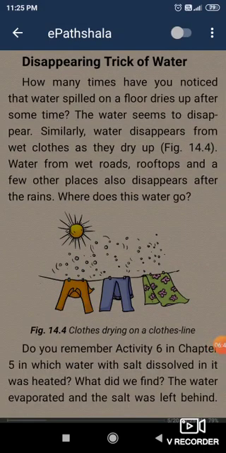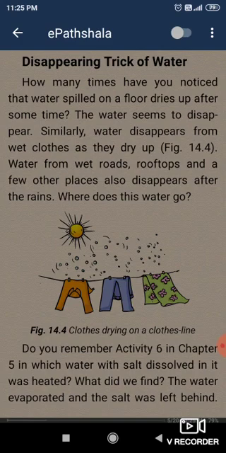Children, what is the water cycle? Disappearing trick of water. How many times have you noticed that water spilled on a floor dries up after some time? The water seems to disappear. Similarly, water disappears from wet clothes and they dry up. Water from wet roads, rooftops, and a few other places also disappears after the rains. Where does this water go?